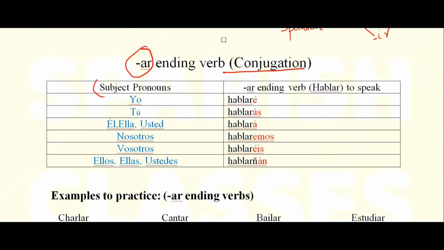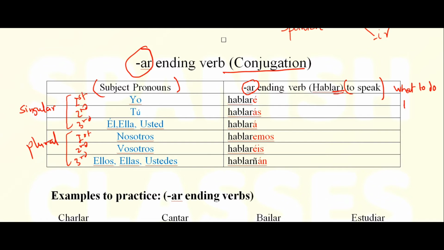We know about subject pronouns. Those are first, second, third person in singular and first, second, third person in plural. So this is the order, and in this order we have taken one AR ending verb, that is hablar. It means to speak. Let's see what to do.